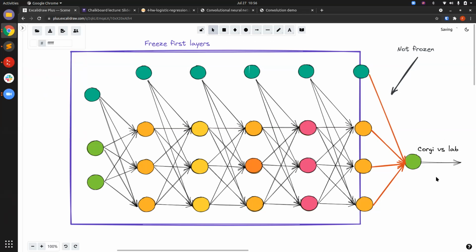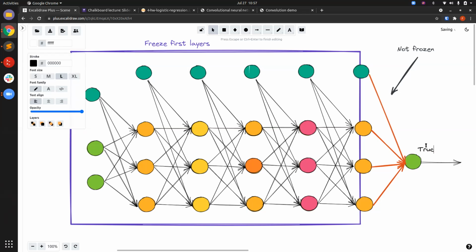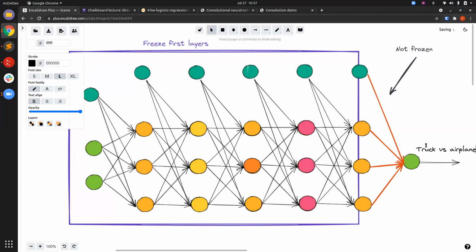What if I wanted to do an even more different problem? So what if I had my cats and dogs classifier, and now I want to train something to look at, let's say, truck versus airplane. Could I use the same approach?